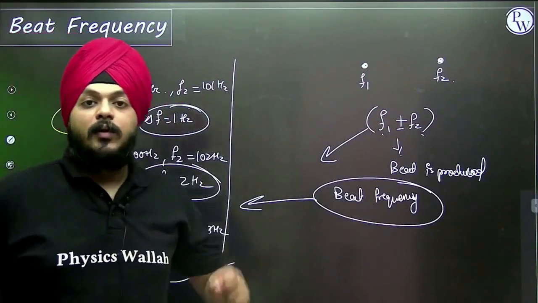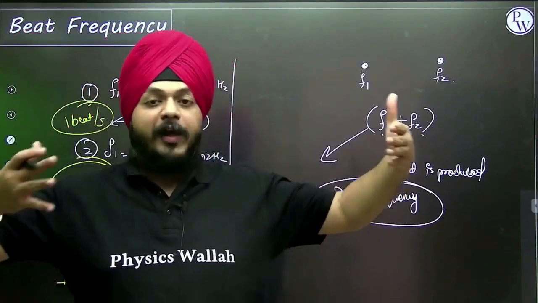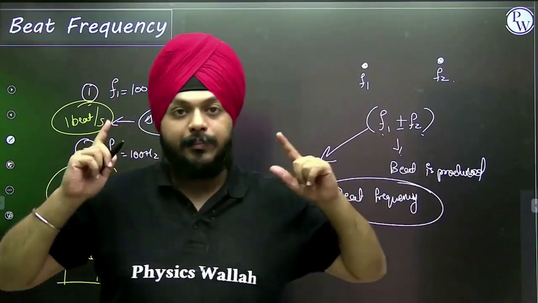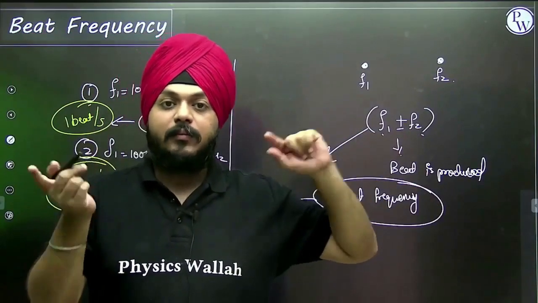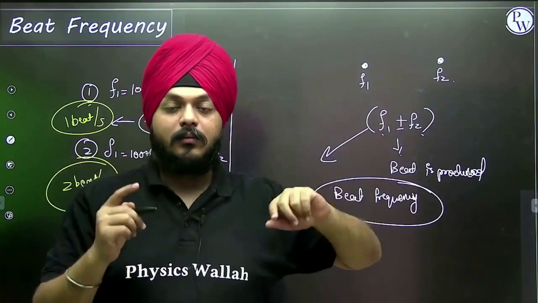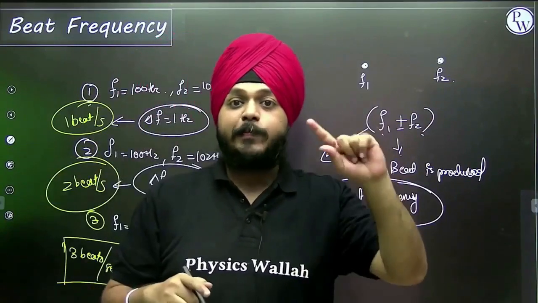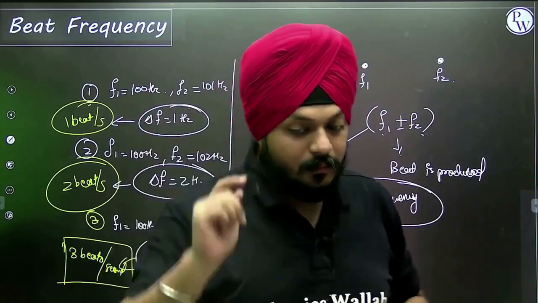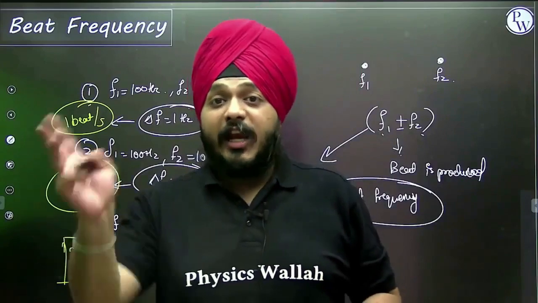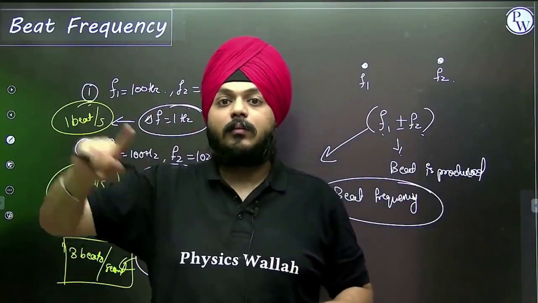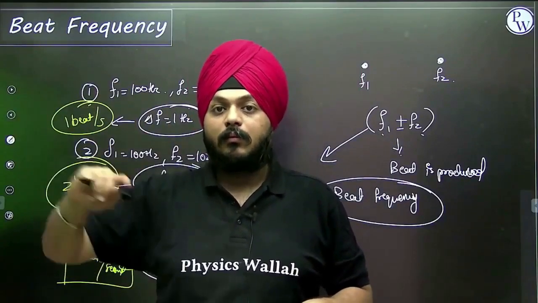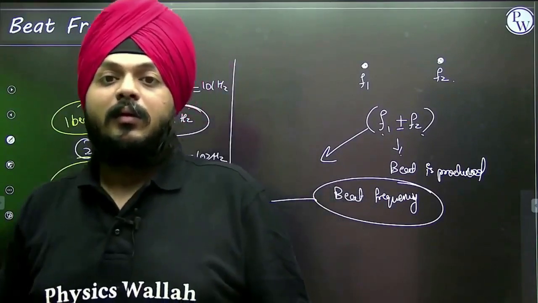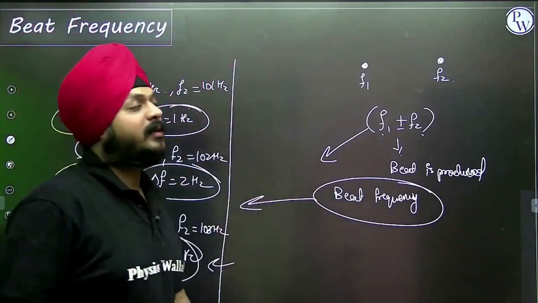One beat per second, right? When two frequencies are getting superimposed with a very slight frequency difference, then one beat per second is produced, right? So it says one beat per second, 2 beats per second, three beats per second. Like this way, right? So that shows the example of the beat frequency.